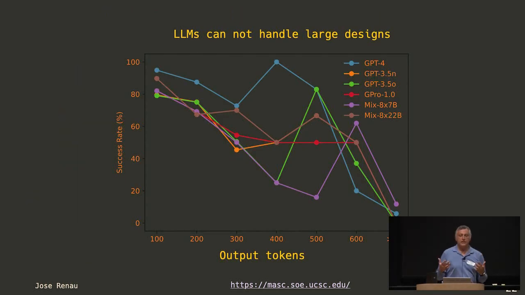So what are some of the challenges? What are the things that are not working? So the current LLMs cannot handle very large designs. So what we have here is the success rate. This is very low. And the y-axis is the output tokens. The problem is not the input of the problem. The problem is the output of the problem. So you are very verbose. That's great. The problem is how complicated is the program that you have to generate.